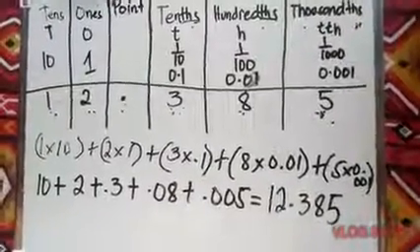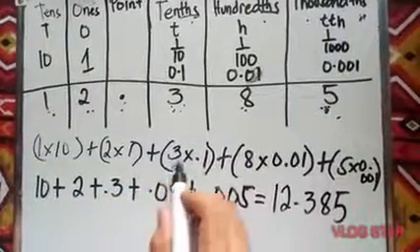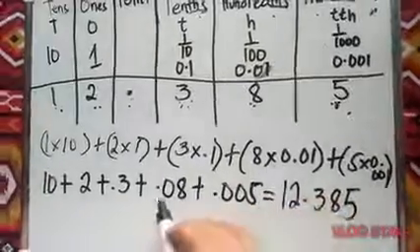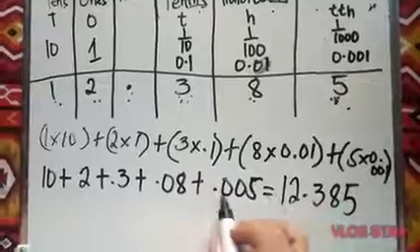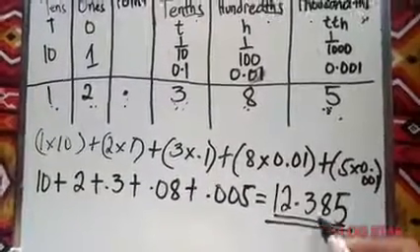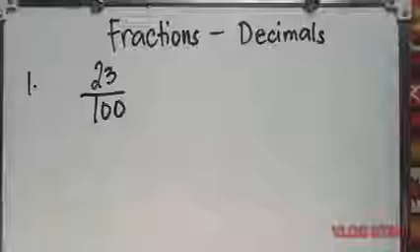If we multiply these expressions, the answer is 10, 2, 3 times 0.1 is 0.3, 8 times 0.01 is 0.08, and 5 times 0.001 is 0.005, which is equal to 12.385, or 12 and 385 thousandths.